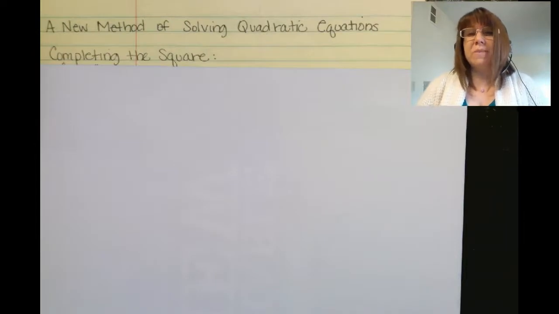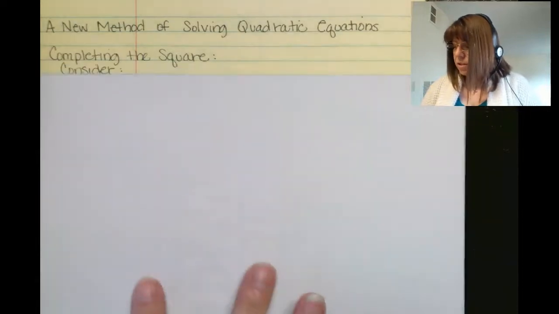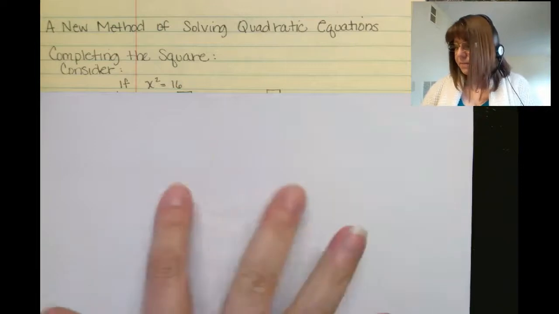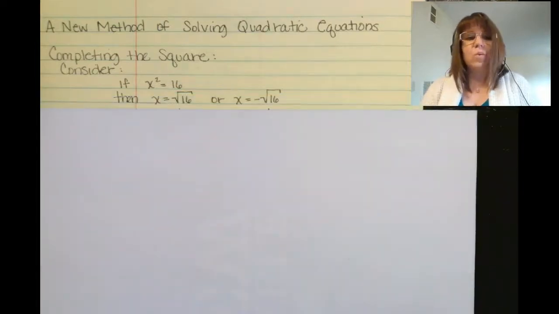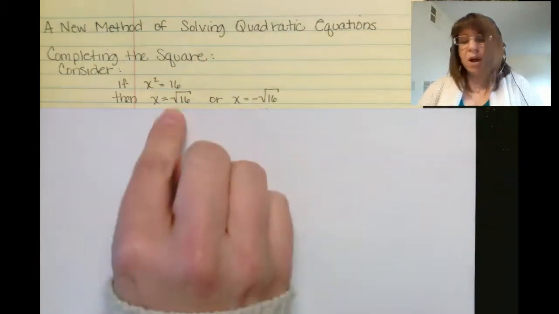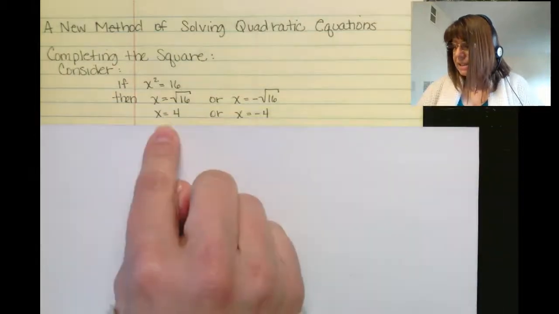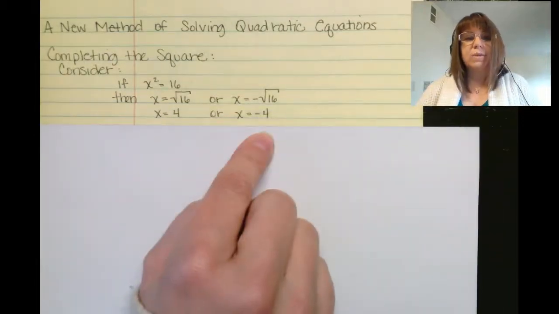Solving a quadratic equation by factoring isn't always the easiest way of solving the equation. So we're going to teach you a new method, and that is completing the square. So here's what we think about. Let's consider x squared equals 16. Well, then x will equal either the square root of 16 or x will equal negative square root of 16, because I have a positive root and I have a negative root. If that's the case, x equals 4 or x equals negative 4.